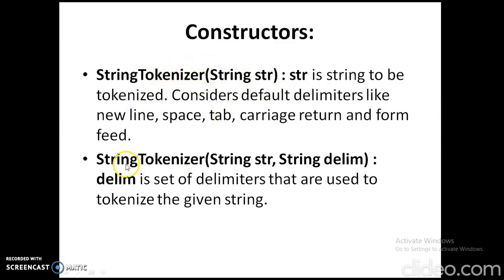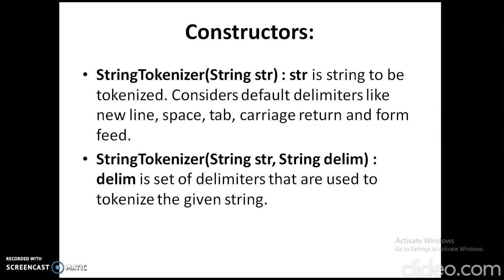The next constructor which I am dealing with here takes two arguments. One is str, the other is the delim. That means str is the string that has to be tokenized, and based on what? Based on the delimiters which will be given as your second argument. So delim is a set of delimiters that are used to tokenize the given string.